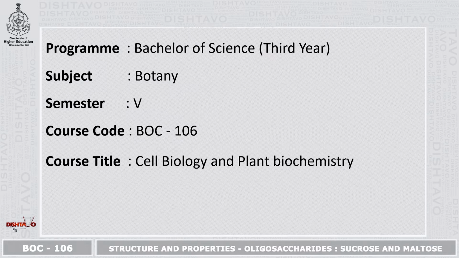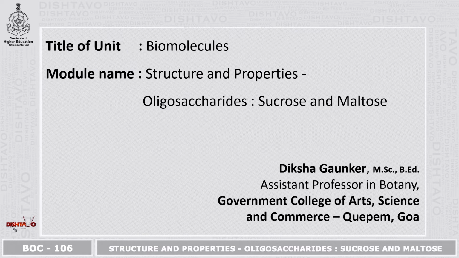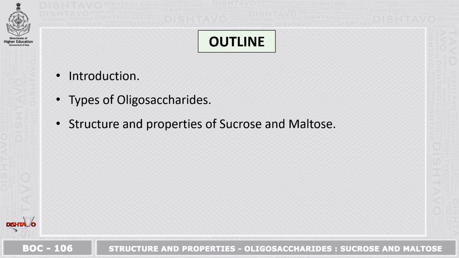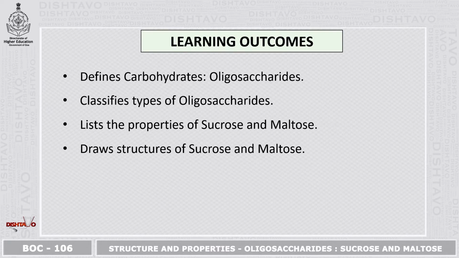Coming to the program, Bachelor of Science, 3rd year, Subject, Botany, Course Code BOC 106, Course Title, Cell Biology and Plant Biochemistry. Title of the unit, Biomolecules. Module name, Structure and Properties of Oligosaccharides, under that Sucrose and Maltose. Outline, Introduction to Oligosaccharides, Types of Oligosaccharides, Structure and Properties of Sucrose and Maltose.